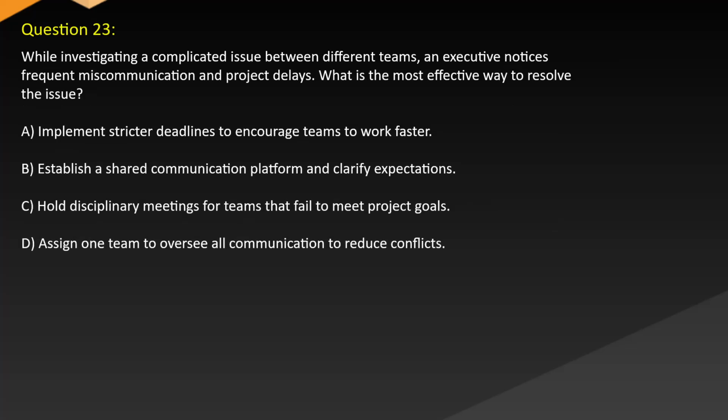Question 23. While investigating a complicated issue between different teams, an executive notices frequent miscommunication and project delays. What is the most effective way to resolve the issue? A. Implement stricter deadlines to encourage teams to work faster. B. Establish a shared communication platform and clarify expectations. C. Hold disciplinary meetings for teams that fail to meet project goals. D. Assign one team to oversee all communication to reduce conflicts.